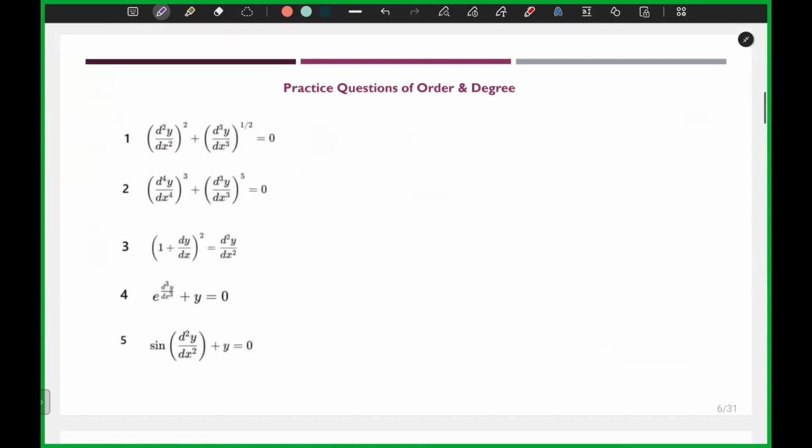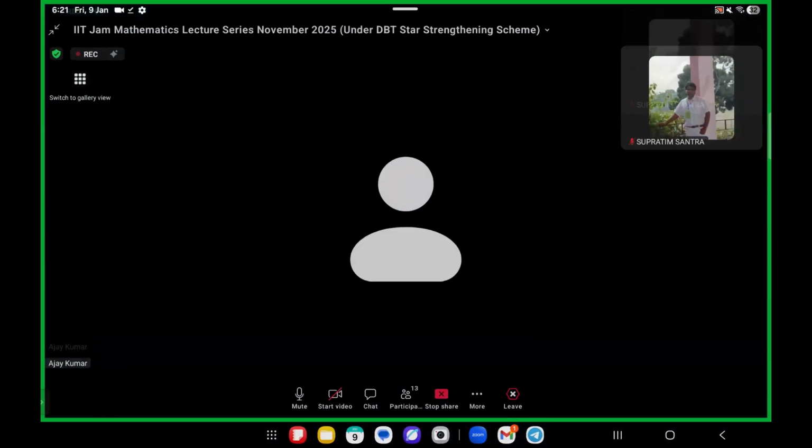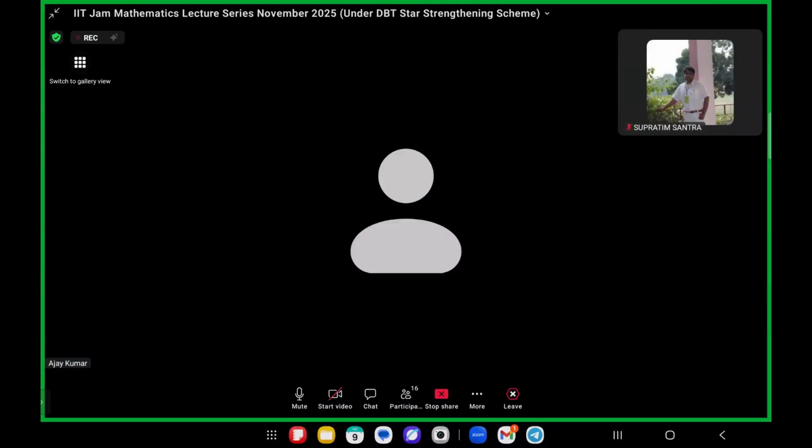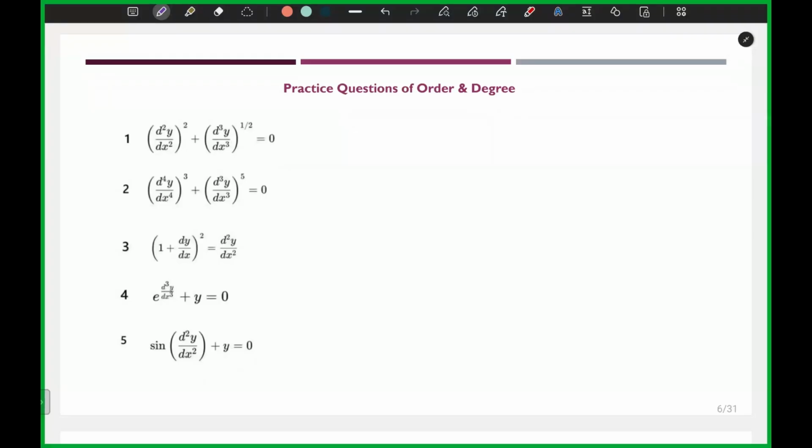Okay. So now there are practice questions. Everyone should try. How many participants are there? Total 16. I think everyone should try to answer what will be the order and what will be the degree here. In the first case, order is 2. Oh, sorry, order is 3, and degree is not defined, I think.